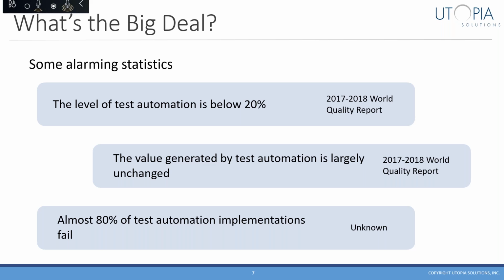And finally, this is a pretty well accepted statistic, although I always have trouble finding the original source: about 80% of test automation implementations fail. And even if we don't agree on the exact number, I think we can agree that there's a huge opportunity for improvement, and that test automation obviously isn't just a point and click solution to your testing problem. So it is a big deal, and we do really need to understand how to be effective at it.